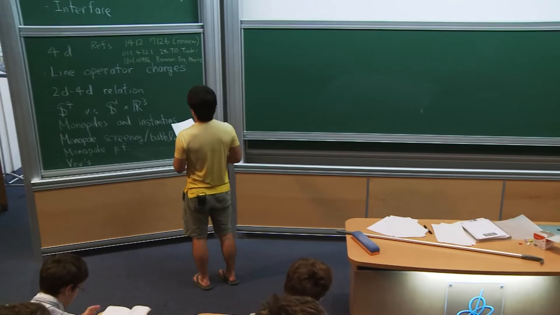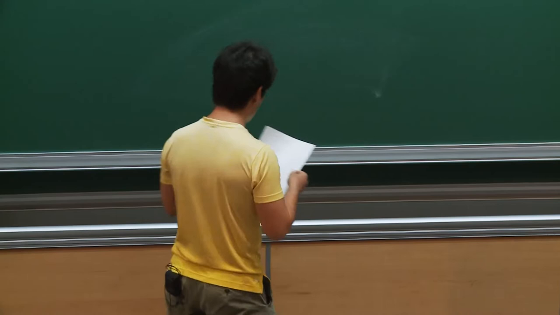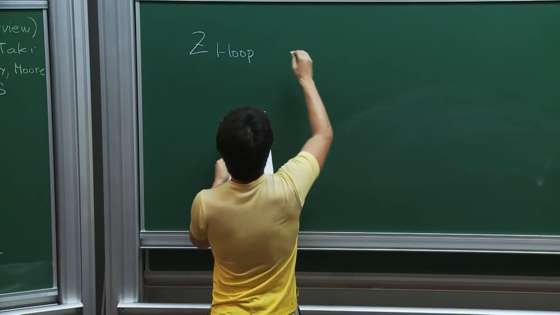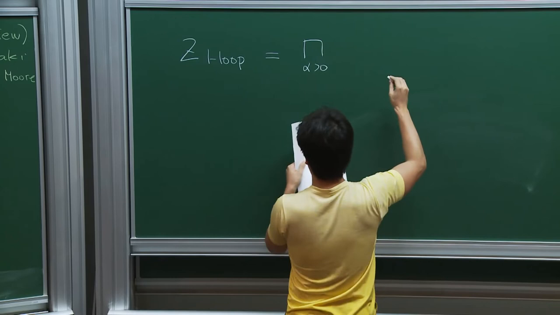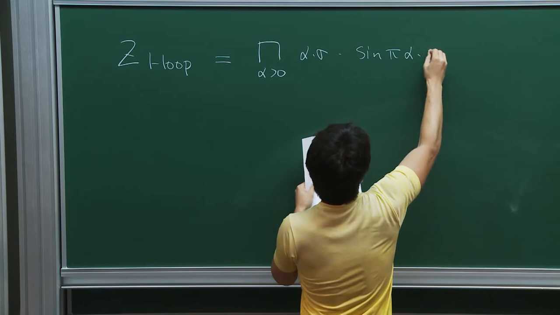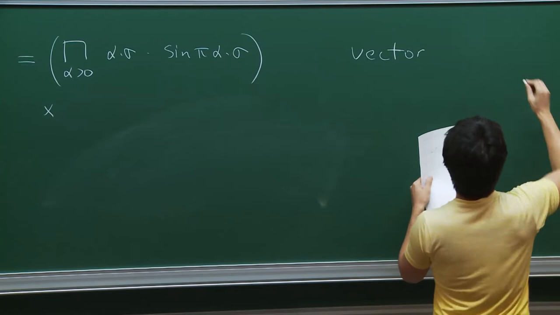So now I want to give a formula for the hemisphere partition function. But yesterday I had typos, which Bruno pointed out, so I want to correct them. The typo was in the formula for the one-loop determinant. The vector contribution was fine. There is a product over positive roots of sine of phi alpha sigma. This is the vector contribution. Here sigma is meant to be minus i times L times sigma 2.